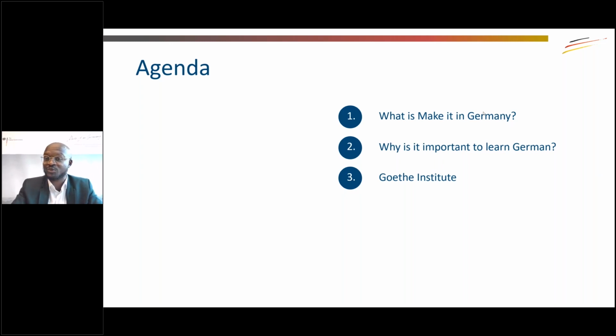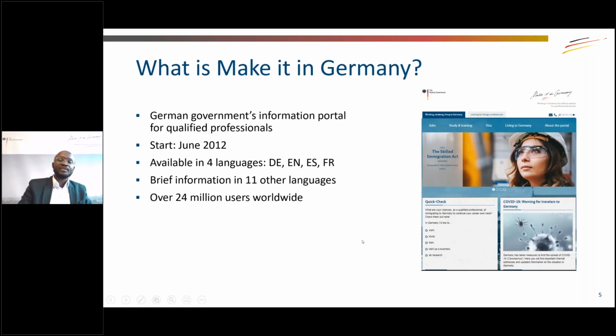That's actually very interesting. And as I always say in my seminar, I wish that when I moved to Germany there was such a website as Make It in Germany, because if you are planning to come to Germany, Make It in Germany is the website that you need, because you are going to find all the information you need. So what is Make It in Germany actually? Make It in Germany is the German government information portal for qualified professionals.